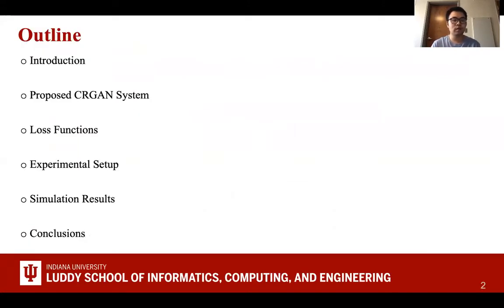And here's the outline for my presentation today. I'll first give an introduction of our paper, and I'll describe the proposed GAN systems with its loss functions. Then I'll talk about the experimental setup and the simulation results. Finally, I'll give the conclusions of our study.